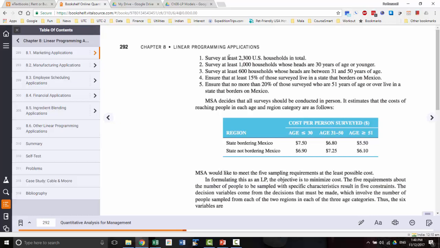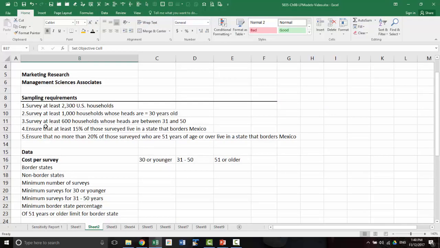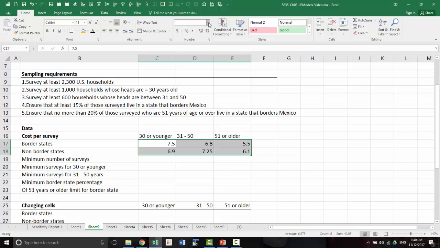So let's first enter the input data in Excel. So here are the sampling requirements, and the data. So let's look at the cost data first. All right, so border states, non-border state, right? Okay, so these are the costs. Let's go ahead and format it. So let's align this the same way as the rest of the cells.